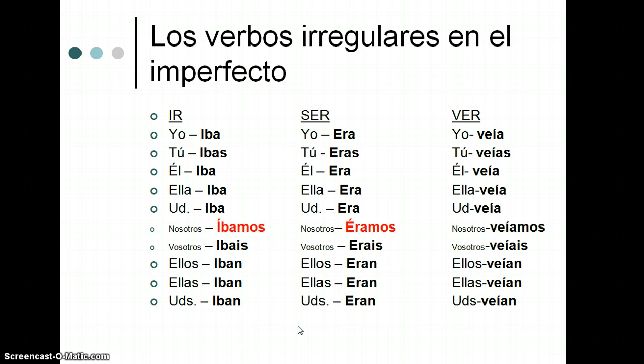Yo iba. Tú ibas. Ella iba. Nosotros íbamos. Vosotros ibais. Ellas iban.